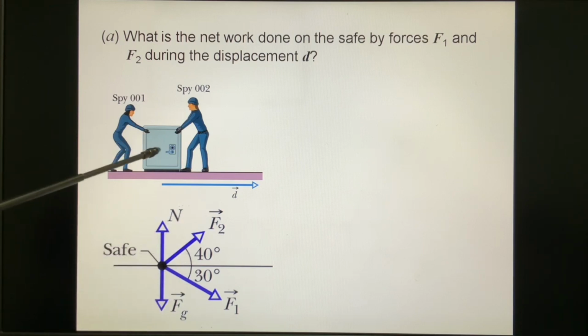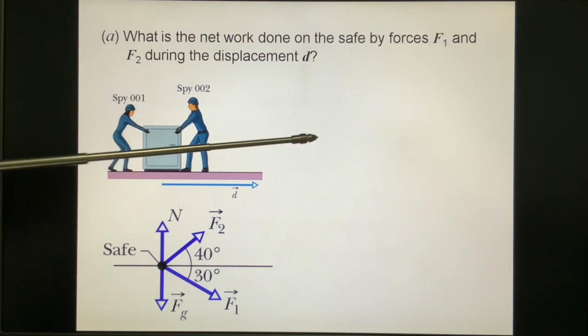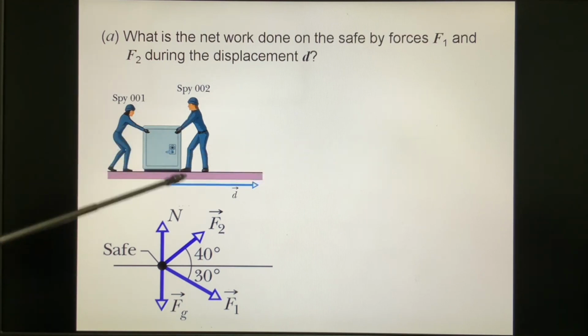Forces acting on it: normal force from the floor, gravitational force from the Earth, push F1 from spring 001 and pull F2 from spring 002. The result is that it moves along the direction with displacement D. The work done: let's look at F1.